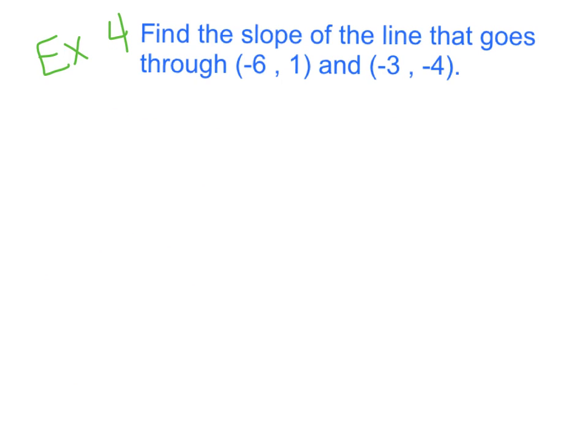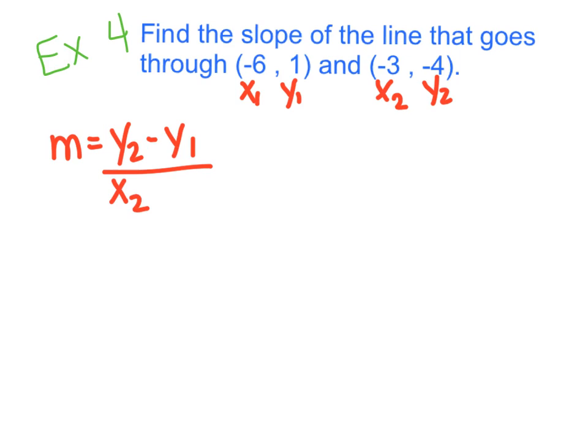This one gets a little tricky when you have negative signs, and you've got to be really careful, but we're going to do the same exact steps. So first I'm going to name this x1 and y1, and x2 and y2. Slope formula, which you'll probably have memorized before long: slope equals y2 minus y1 over x2 minus x1. And now we're going to plug in those numbers. So y2 is a negative 4.